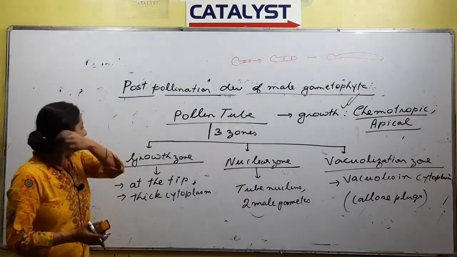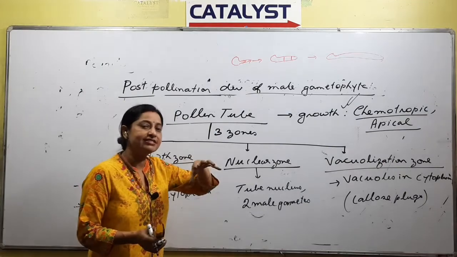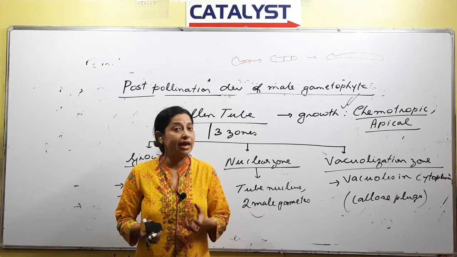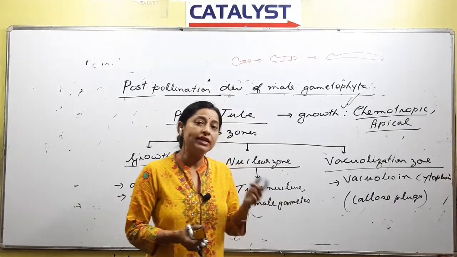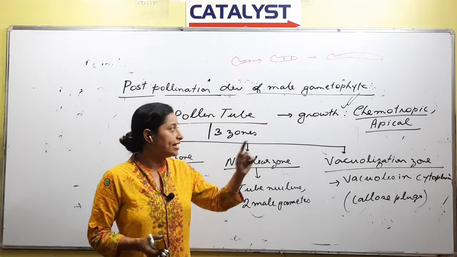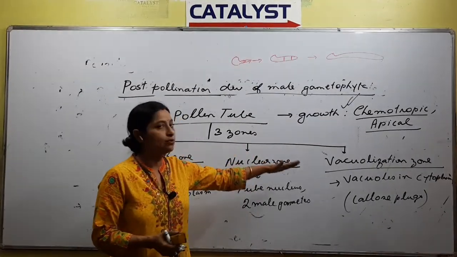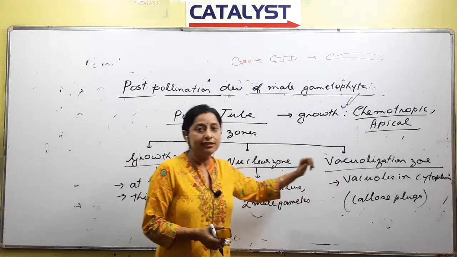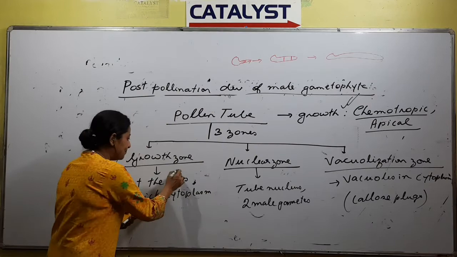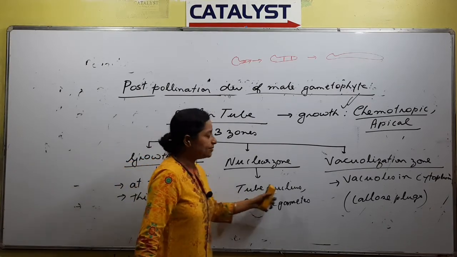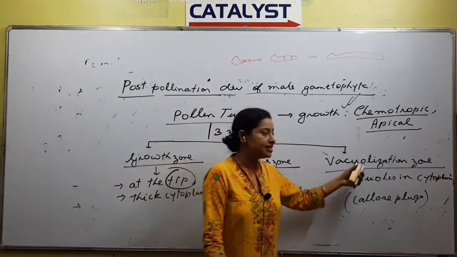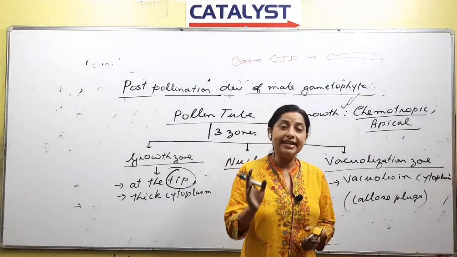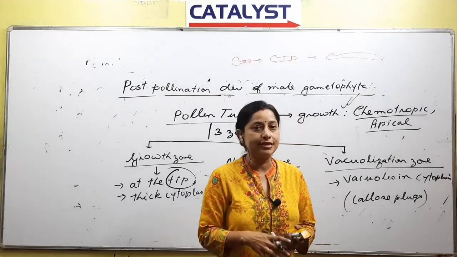So the pollen tube germinates once it reaches the stigma, right? The growth of the pollen tube is always directed or governed by certain types of chemicals, and so it is called chemotropic. The pollen tube always grows by its apex, and so we are using the word apical. The entire tube has been divided into three zones: the growth zone, the nuclear zone and the vacuolization zone. The growth zone is obviously at the tip, right? In the nuclear zone the male gametes and the tube nucleus are present, and in the vacuolization zone obviously a number of vacuoles are present. And these vacuoles are present in the cytoplasm, and the inactive cytoplasm is separated by callose.